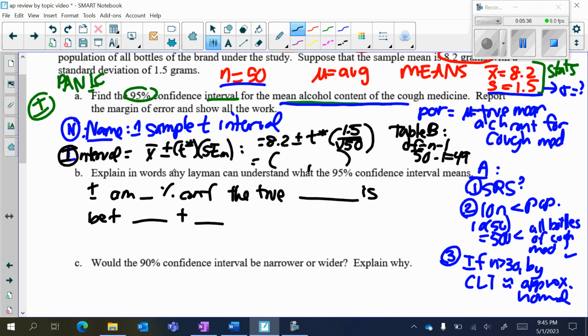So I am 95% confident that the true mean alcohol content of the bottles of the cough medicine is between blank and blank. And then I would go to my calculator, I would go to the one sample t interval, I would plug in all the information in data or stats, you would choose stats, and then you would just run the interval and you would write your answer. So remember, if they ask me about the confidence level instead of the interval, you would say, if I repeat this process many, many times, 95% of created intervals will capture the true mean alcohol content for the cough medicine.